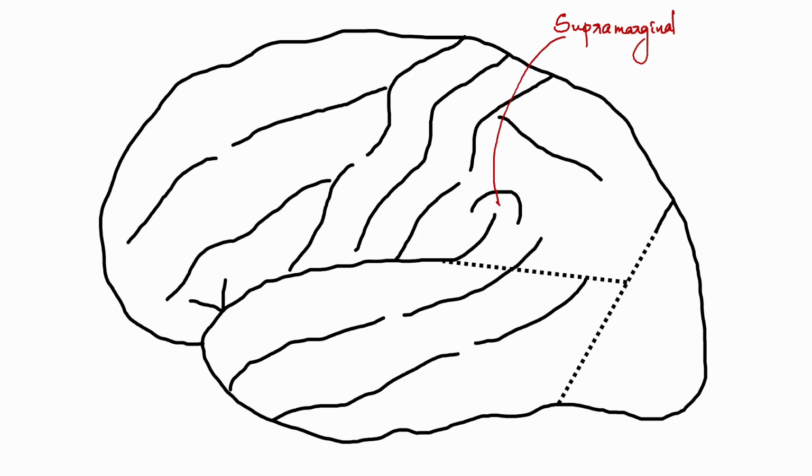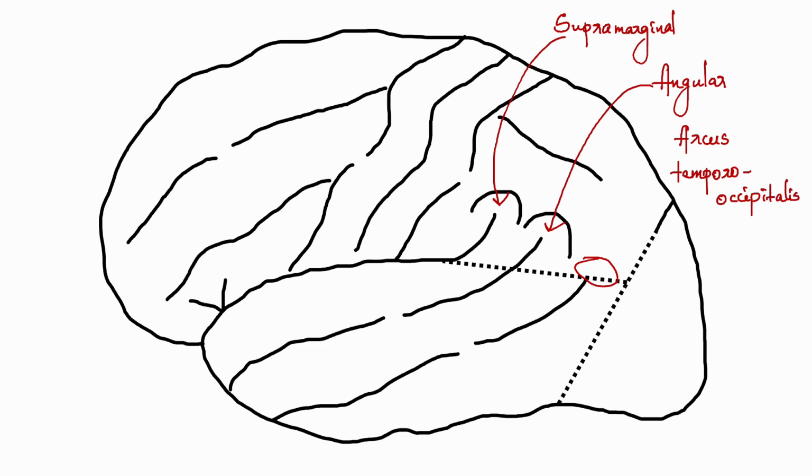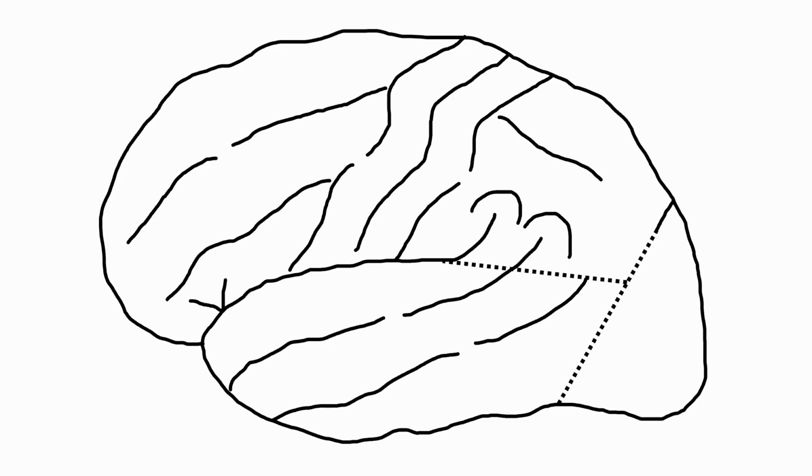This area is the supramarginal gyrus. Now the next one, that is the part surrounding the superior temporal sulcus. It is known as angular gyrus. And the part surrounding the inferior temporal sulcus, that is this particular area, it is known as arcus temporo-occipitalis. Now finally, we will see the sulci and gyri of the occipital lobe.